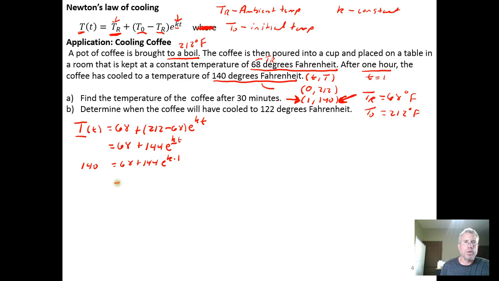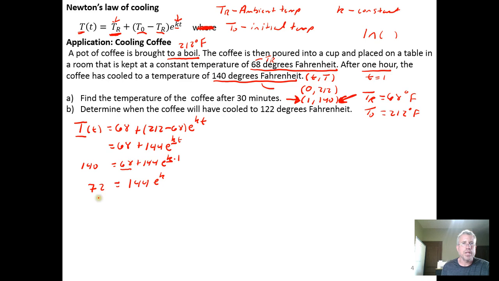And now we're going to need to solve for k, which means we need to get k out of the exponent position, which means we need to isolate base e so we can attack it with its inverse, the natural log function. So first step in isolating base e is to take the 68 that we see right here and subtract it from both sides, which will leave 144 e to the k on the right hand side. 140 minus 68 is going to be, what is that going to be? That's going to be 72.